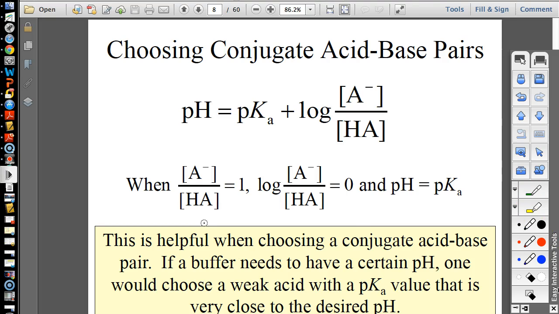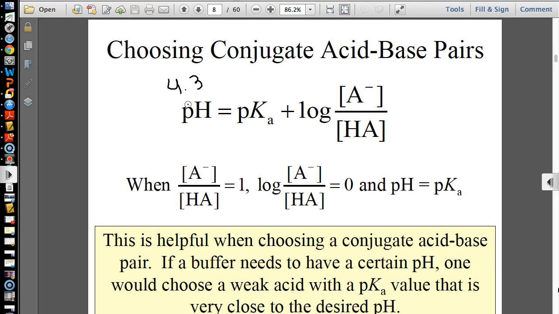Like if they wanted a pH of 4.3, and let's just say the pKa was 4.2, well, the log term has to equal 0.1. It's a positive number, right? So I'm probably going to have a little bit more of this. And that's kind of where we're going with this. You'll be able to fill these numbers in and do math, and it'll be fun. Anyway, if these are equal, then pH equals pKa, and that's the titration curve midpoint. That's nice. Good times. It's helpful when choosing a conjugate acid-base pair.